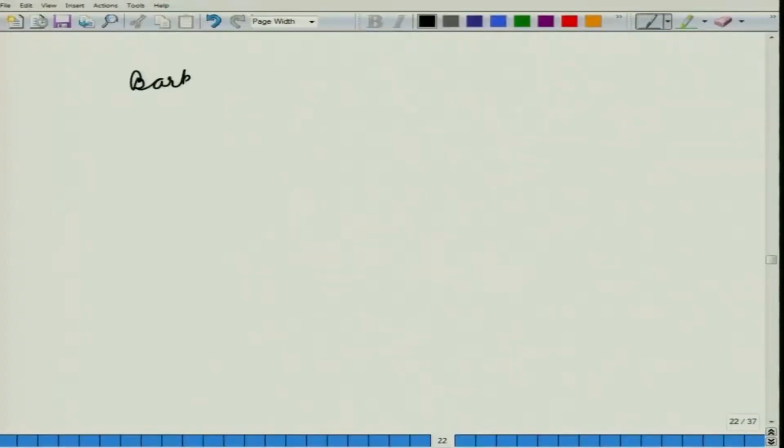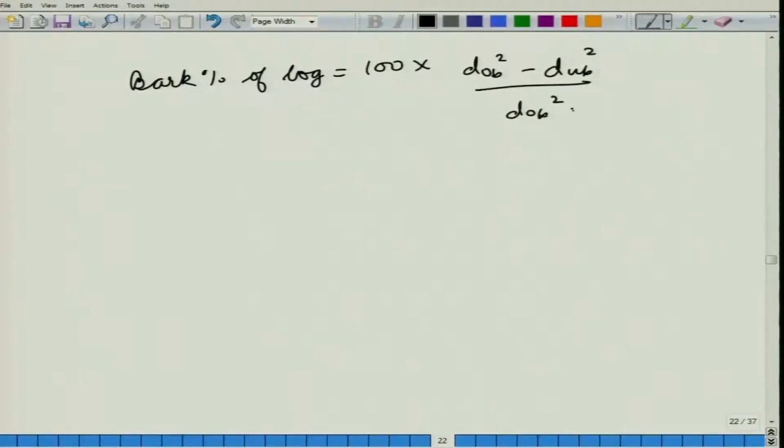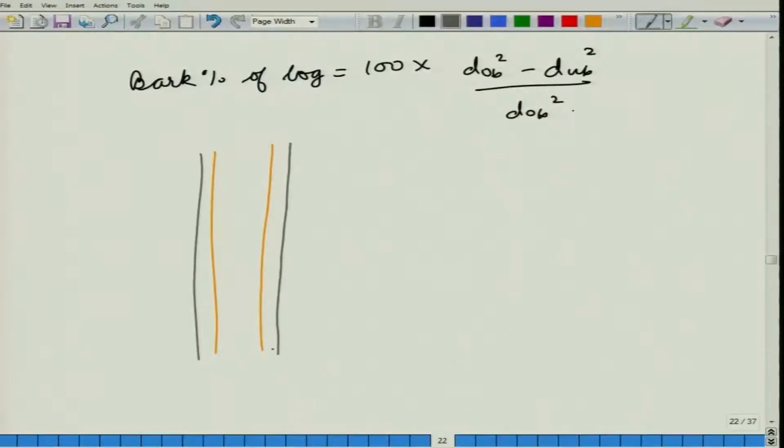Bark percentage of log is equal to 100 times (DOB square minus DUB square) divided by DOB square. Now, can we derive this relationship? Well, it is very easy. So, suppose you have a tree that has bark all around it. If we looked at a cross section, it would look something like this.